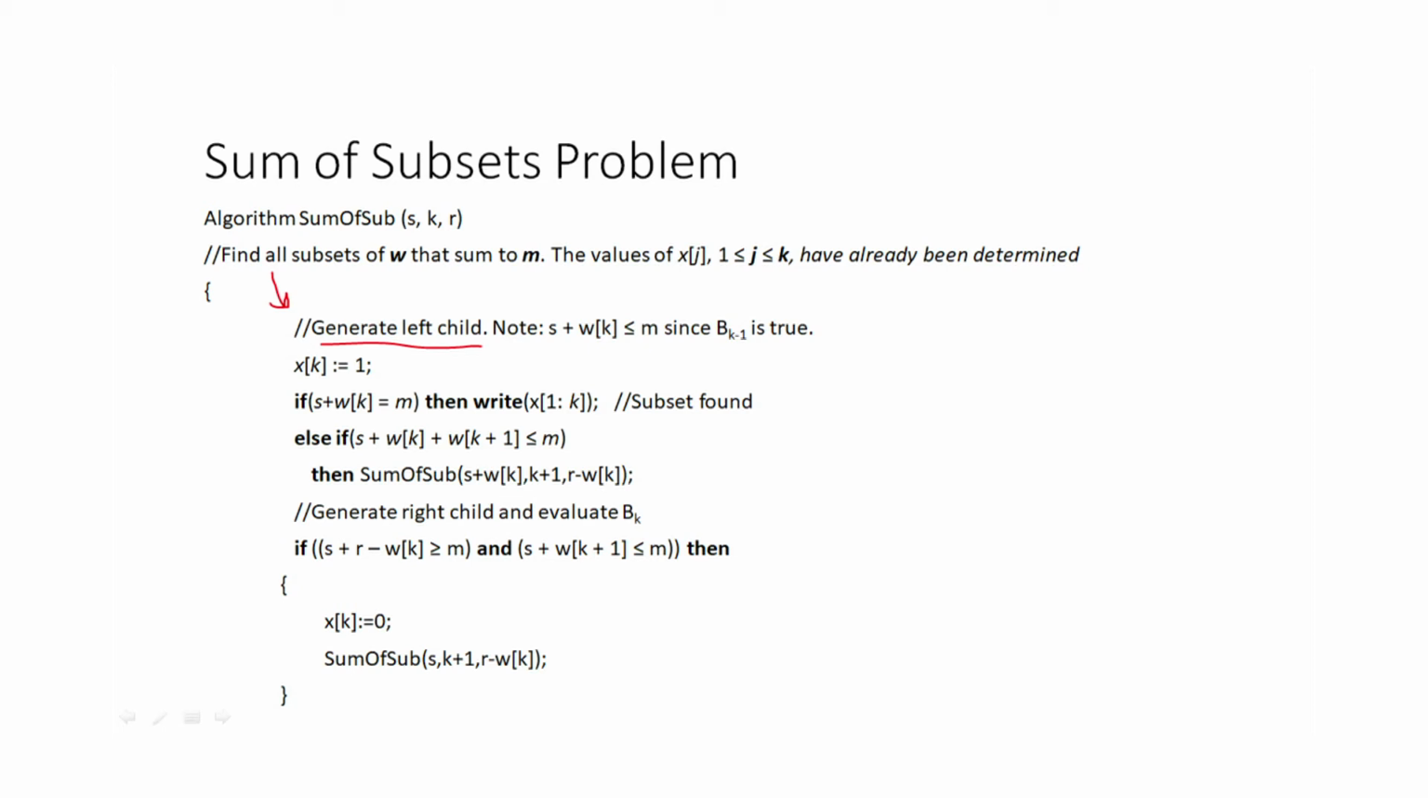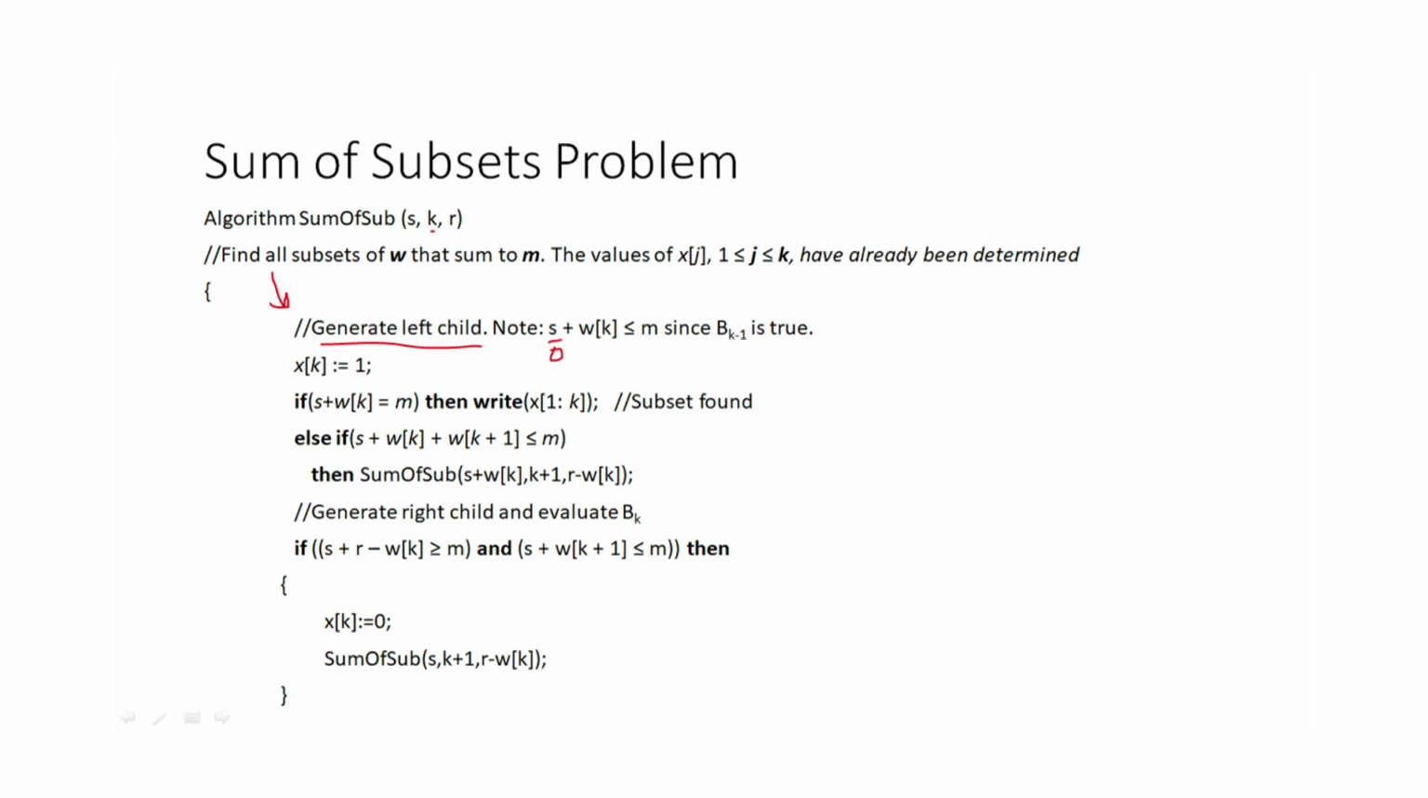Okay, the k here is 1. So initially we are considering the kth weight. Why is that so? Because I already told you S would be initially 0. Okay, W of k is equal to 1. So W of 1 is less than or equal to m. This is the basic condition that I told you earlier.